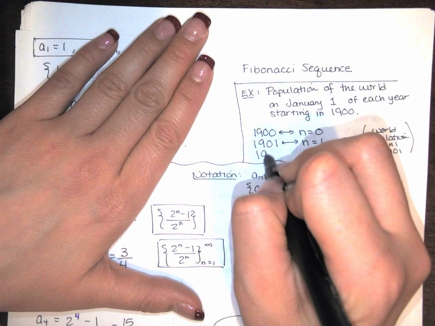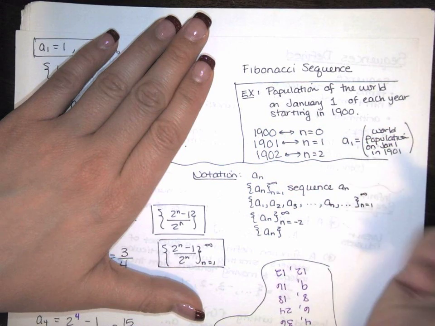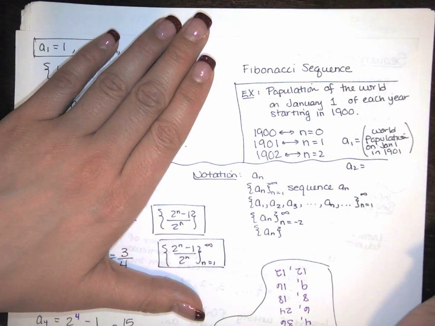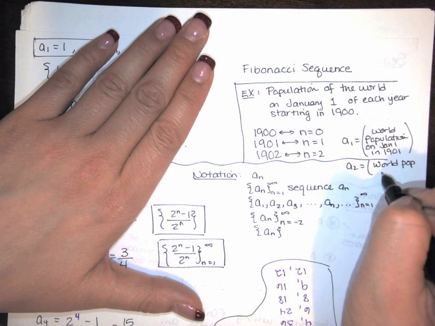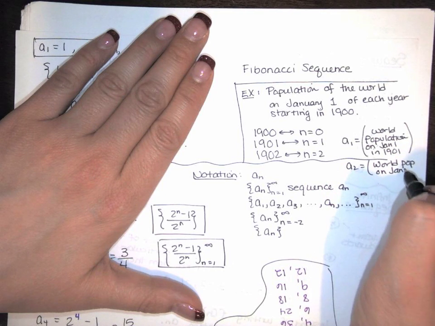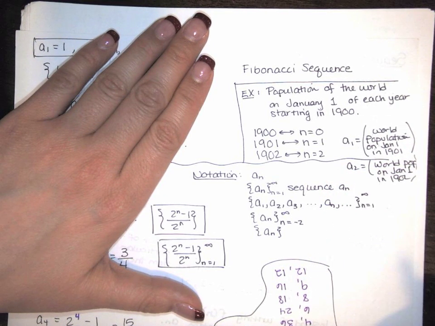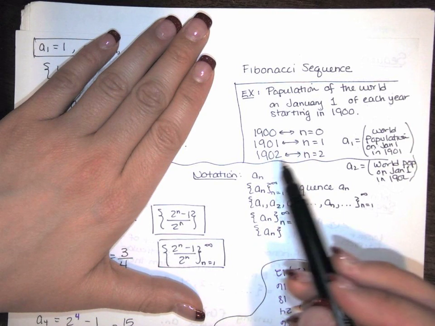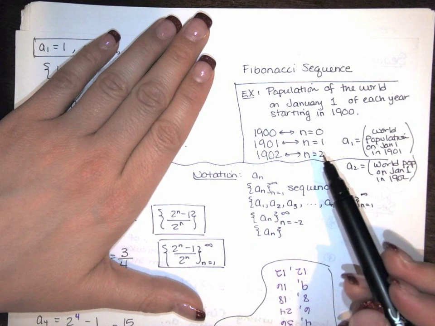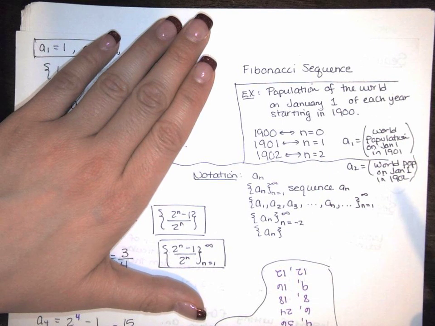And then a sub 2, that would correspond to n equals 2. That's in 1902. That's going to be the world population on January 1st at 12 a.m. in 1902. And so you just keep going. With different values of n, you're talking about a different year. A sub 80, that's the world population on January 1st, 1980 at 12 a.m.